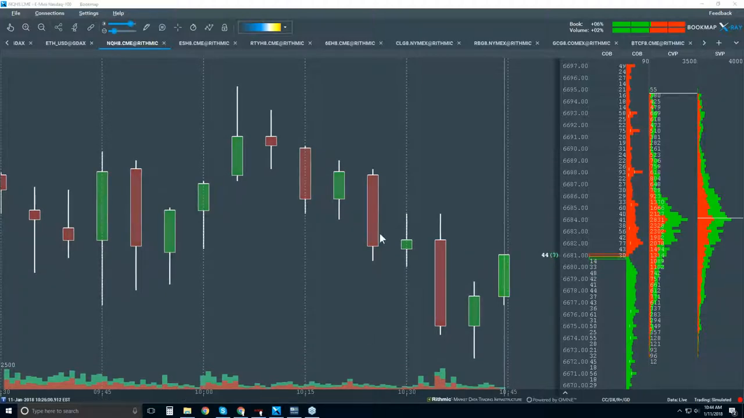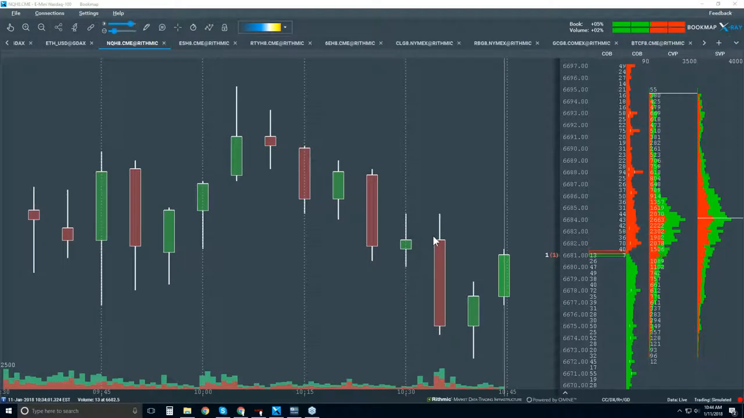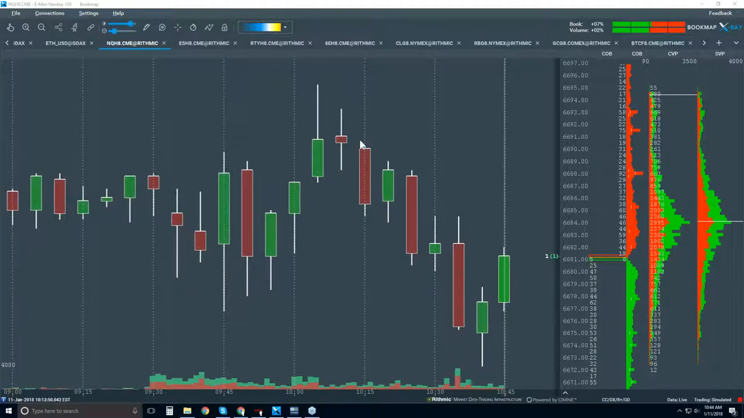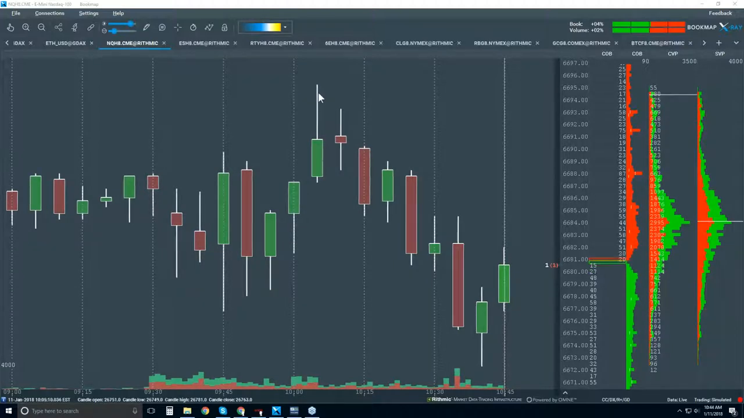Candlestick charts, I don't have a problem with them. We've all been looking at them for years. On higher time frames, you can start to read some of the buying pressure, selling pressure, etc. But you really don't have transparency into what's going on within this aggregated period, and that's the problem.